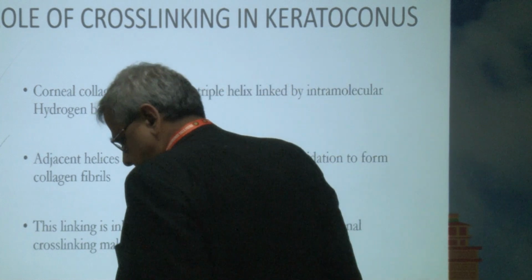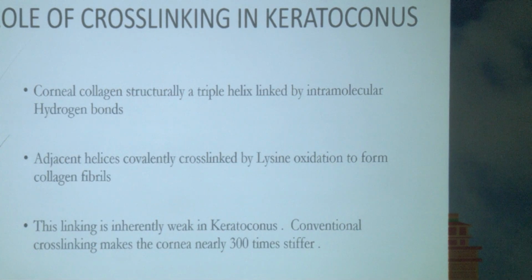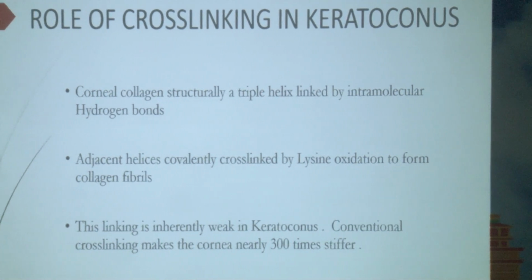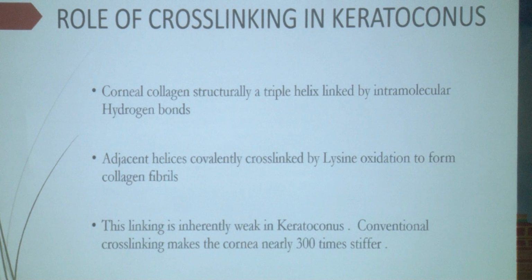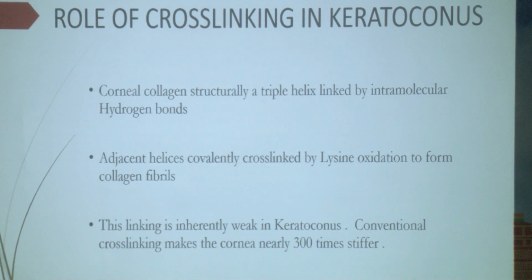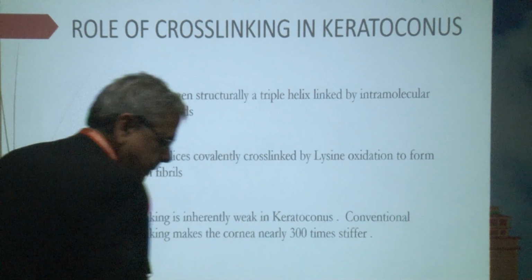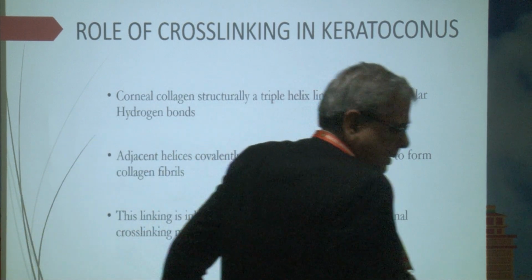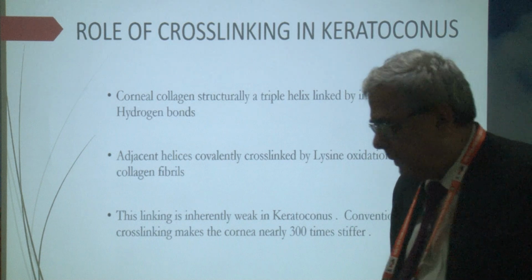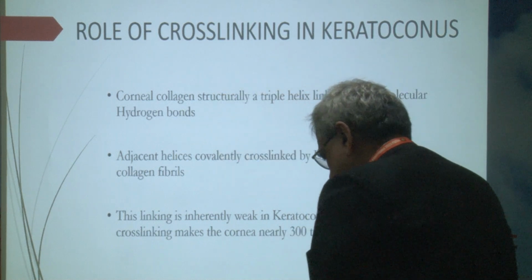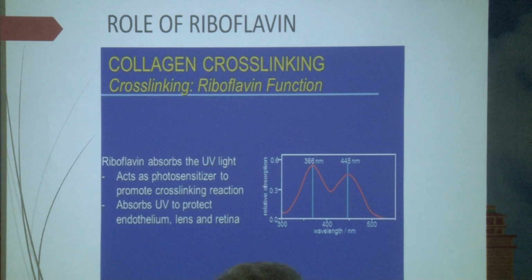Coming to the role of cross-linking in keratoconus, it's now known that the cross-linking that is inherently weak in keratoconus, conventional cross-linking has been shown to make the cornea nearly 300 times stiffer. So this effectively averts the need for a transplant, or if at all, it delays the transplant. And now it is also known that it is visually rehabilitative in that it causes flattening in the long term, and it can be combined with other procedures like CARES and intracorneal ring segments.